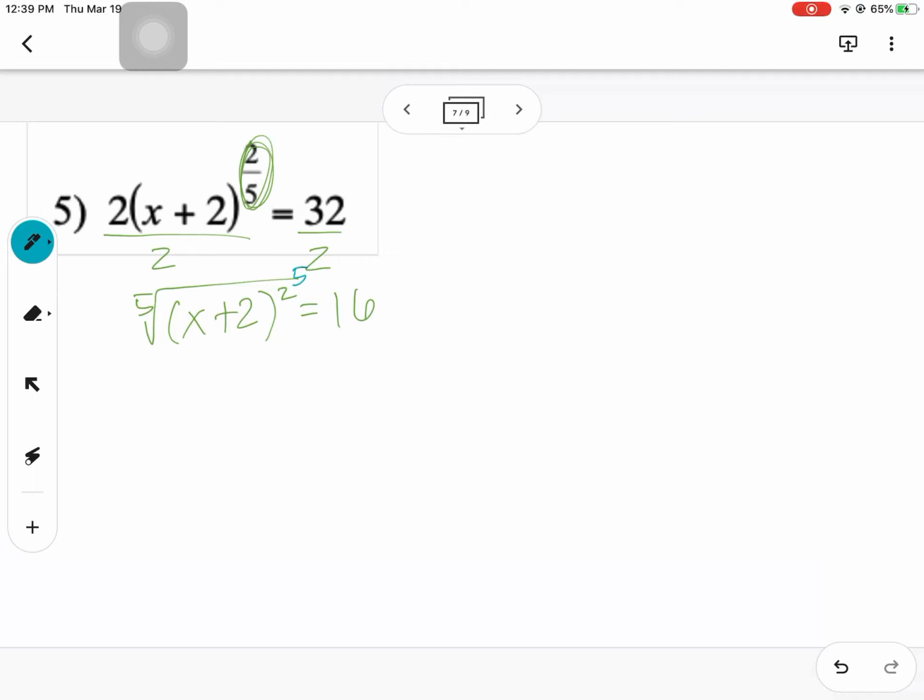And then we're going to undo both pieces. The 5th root, to undo that, we're going to raise both sides to the 5th. Again, on the left, it's just going to cancel. And on the right, I'm going to leave it as 16 to the 5th because that's huge.